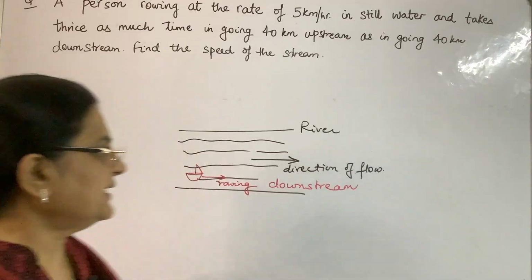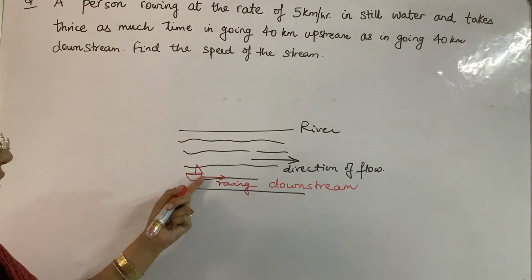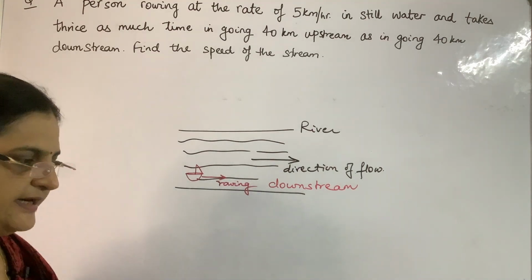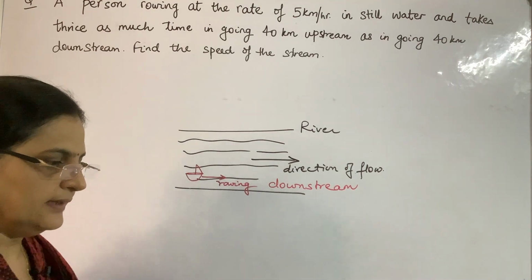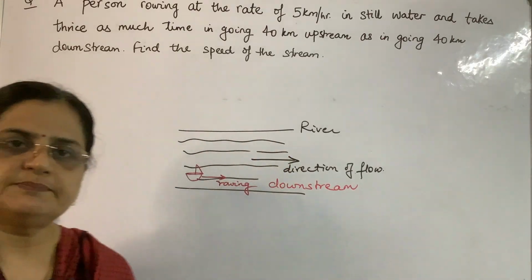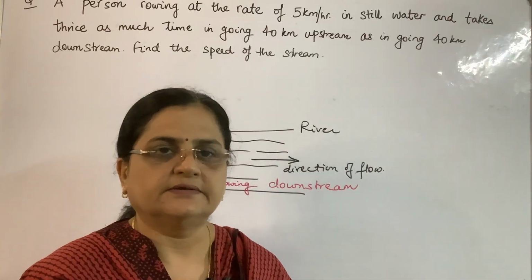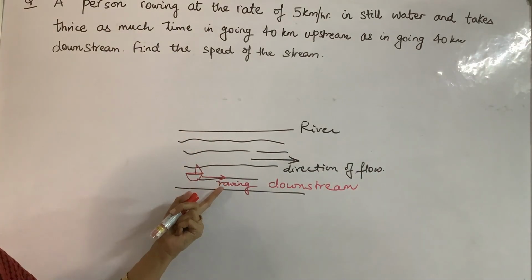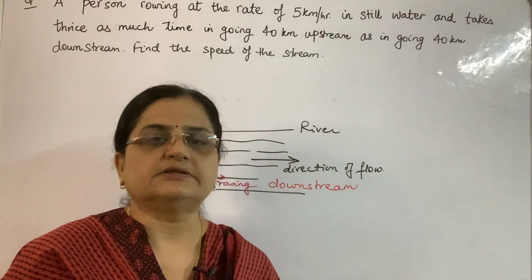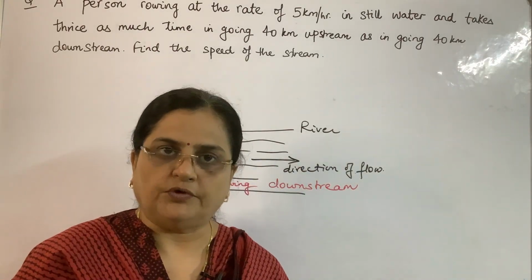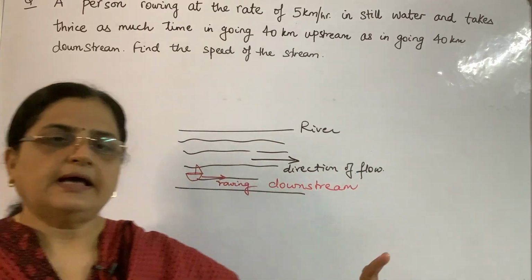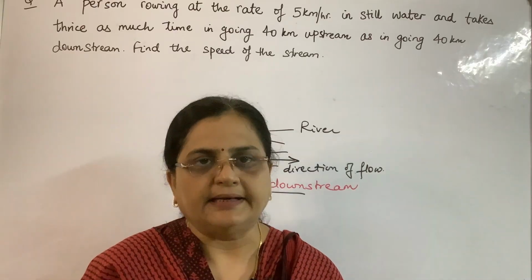So you can understand that if the person is going in this direction and the flow is also in this direction, like my friend is going in this direction cycling, and if I push the cycle, then what is going to happen to the speed? The speed will increase. So in this case, the total speed will be equal to the speed of rowing plus speed of the river flowing. So downstream means along the direction of flow and both the velocities will add up.